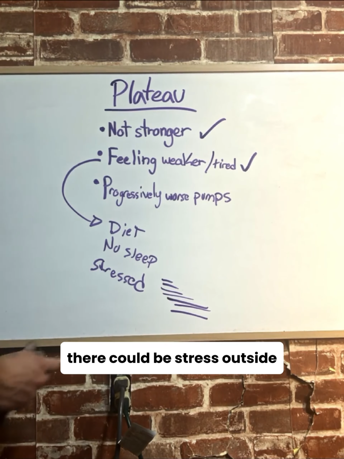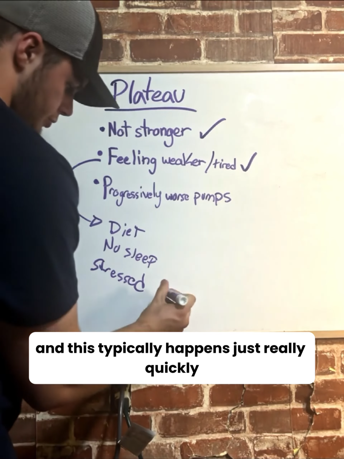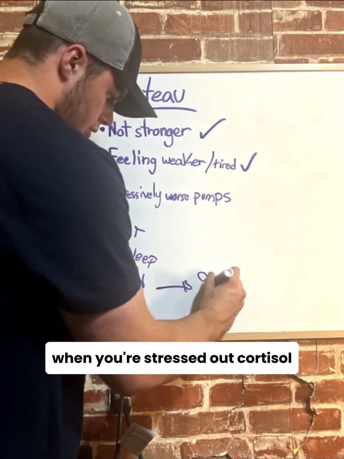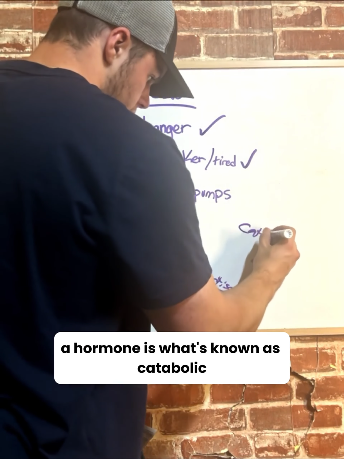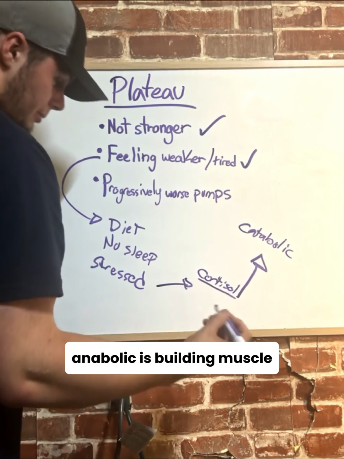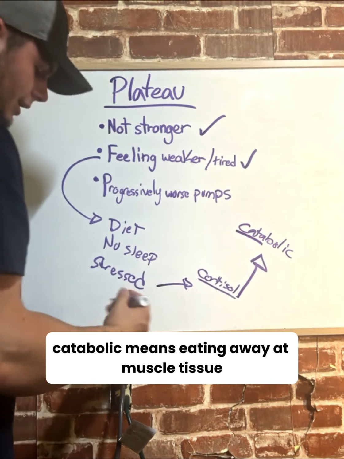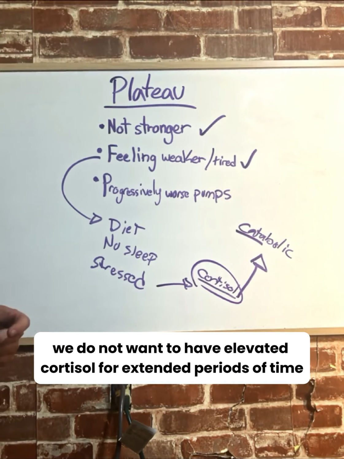There could be stress outside that is affecting the performance in the gym. And this typically happens, just really quickly, when you're stressed out. Cortisol, a hormone, is what's known as catabolic. If you're to look at anabolic, anabolic is building muscle. Catabolic means eating away at muscle tissue. We do not want to have elevated cortisol for extended periods of time.